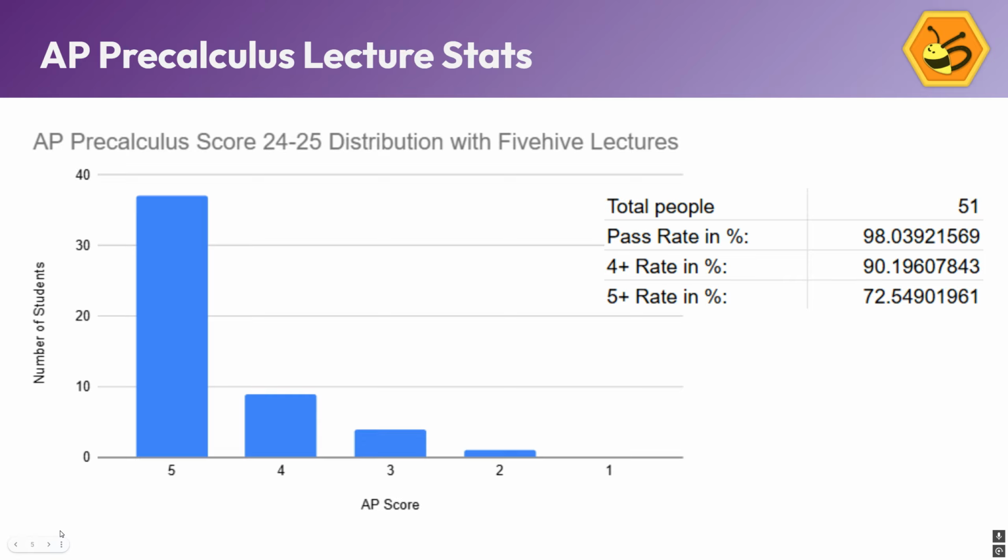Okay, and so last year, after the AP exam, at score release time, we asked people what they got if they attended 5 lectures. And if you see, 73% of people got a 5 and 90% of people got a 4.